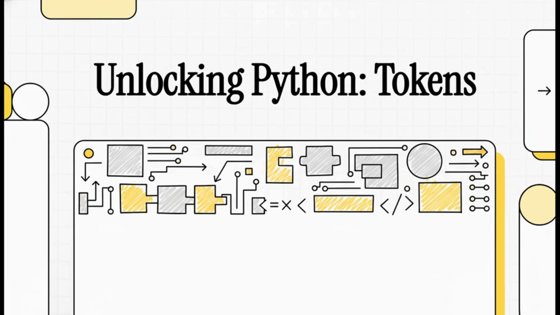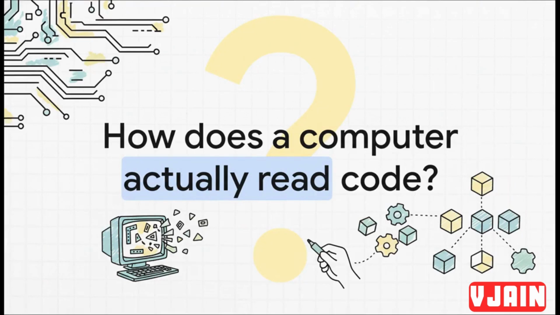You ever look at a line of Python code and it just looks like a cryptic message? Well, what if I told you it's actually just a sentence made up of different kinds of words? Today, we're going to break down those words, what programmers call tokens, and understanding them is pretty much the key to unlocking Python.